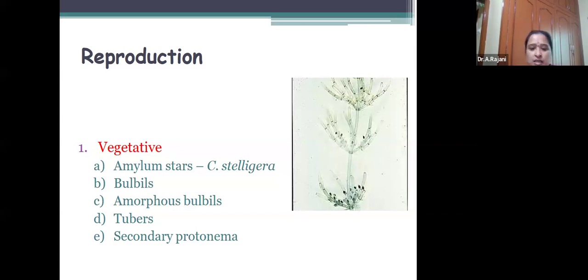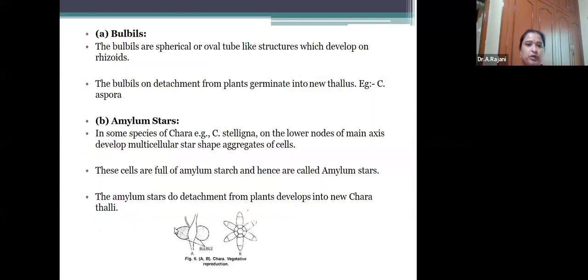Example, Chara stelligera, is present in the vegetative reproduction. Bulbils, the second one. Amorphous bulbils, third one. Tubers, secondary protonema. See, first, bulbils: spherical or oval in shape, tube-like structure. Which one develops? Rhizoids develop bulbils. These bulbils detach from the plant and germinate into a new Chara plant. Example, Chara aspera.